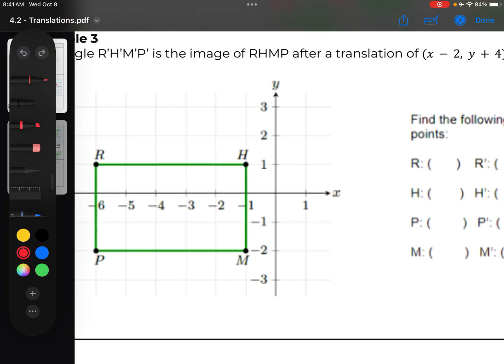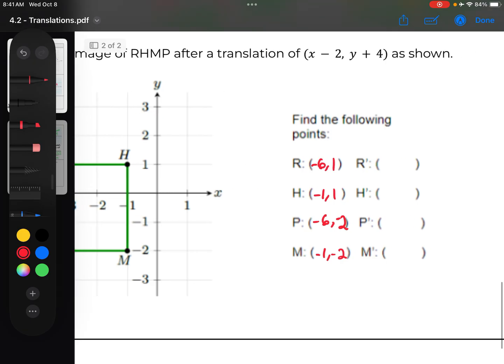So the coordinates of R are -6, comma 1. The coordinates of H, -1, 1. P, -6, negative 2. And M is negative 1, negative 2.